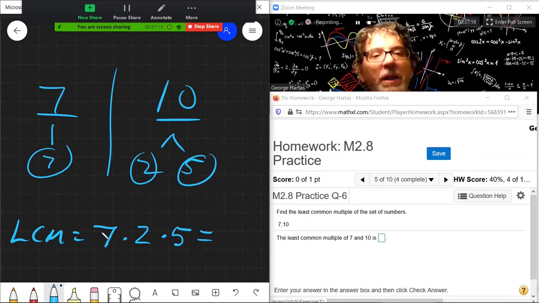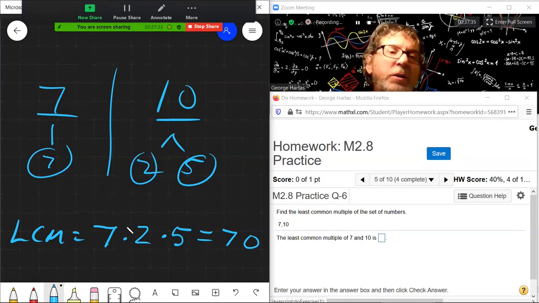Multiply this out. Now, 2 times 5 is 10. 10 times 7 is 70. We could have said 7 times 2 is 14, and 14 times 5, much harder. See how the associative property of multiplication applies, right? Multiply that first. That's easier. Because 2 times 5 is 10, 10 times 7 is 70.